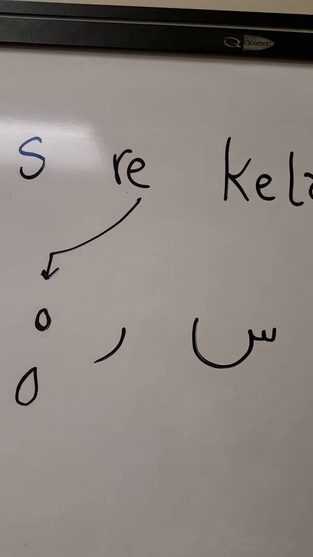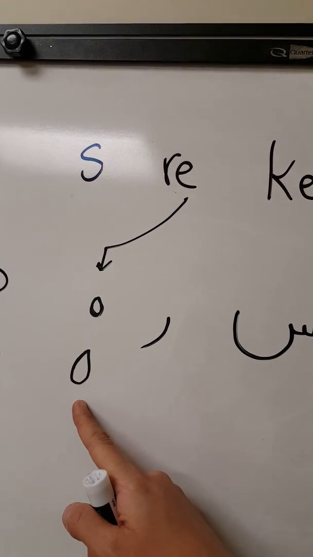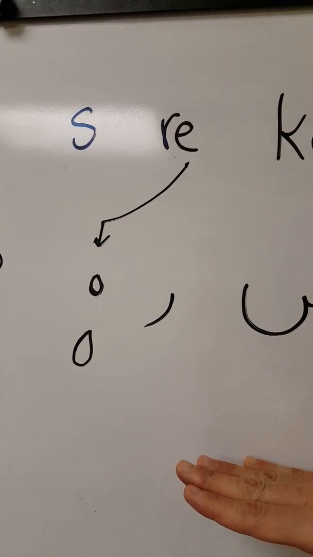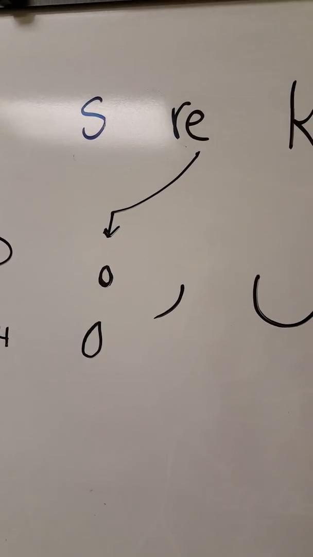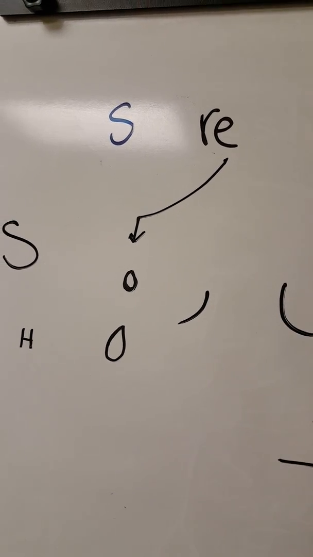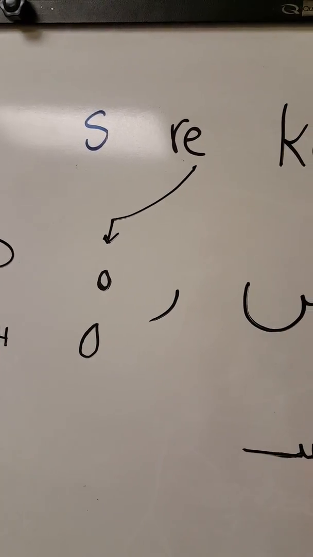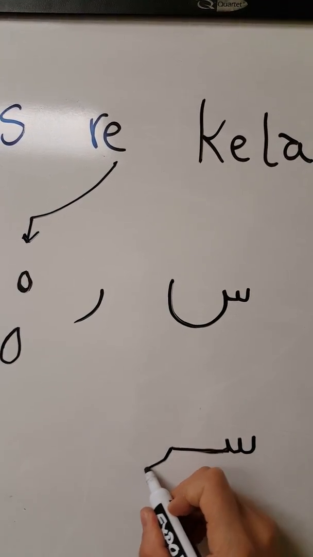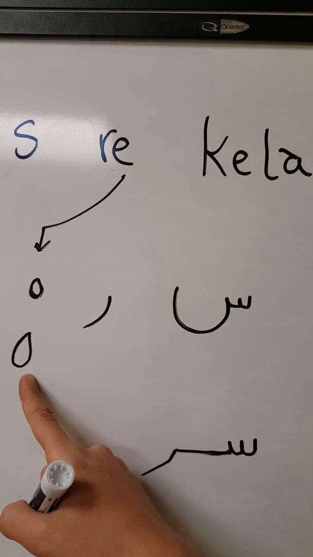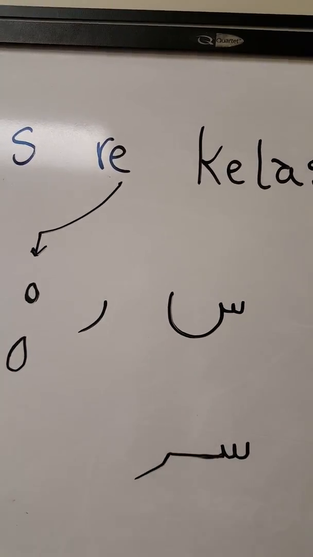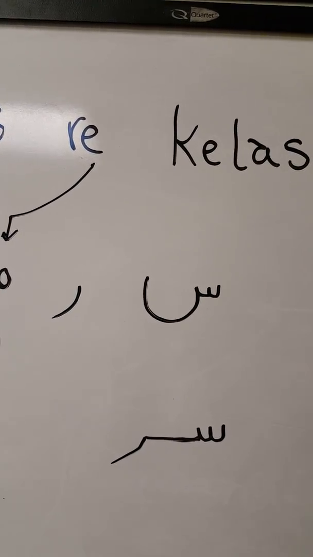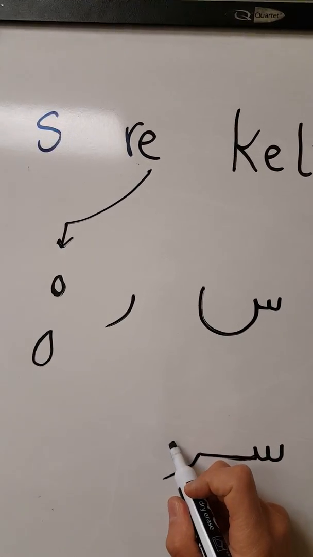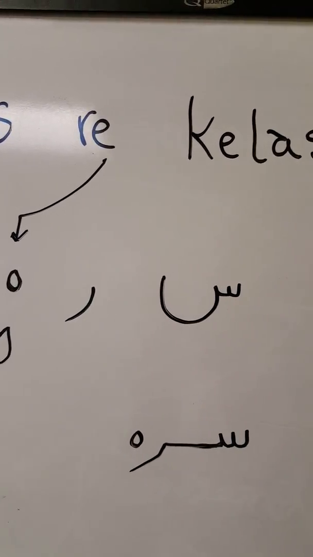Now you have to attach these three letters together. As I said before, you have to have a straight line. So here's your straight line, the beginning of a word. And then you have to attach letter R after that. And then the H, or the E sound that's not really long, it's very short. You can just write it here, Sare.